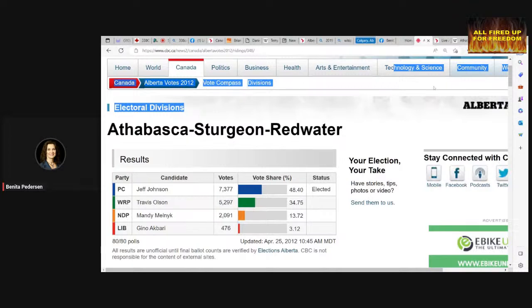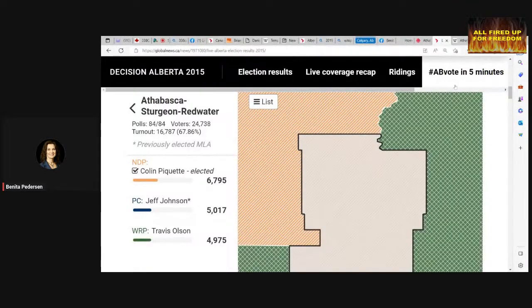Now let's take a look at what happened in 2015, shall we? In 2015, the results were a little different in that same constituency. Jeff Johnson only received 5,000 votes. Travis Olson received less than 5,000 votes. And look what happened. In an area that had traditionally voted conservative for years and years and years, an NDP individual was elected, Colin Paquette, with 6,700 votes.